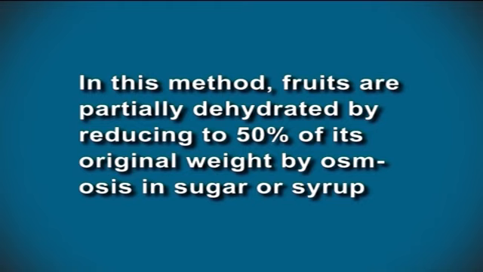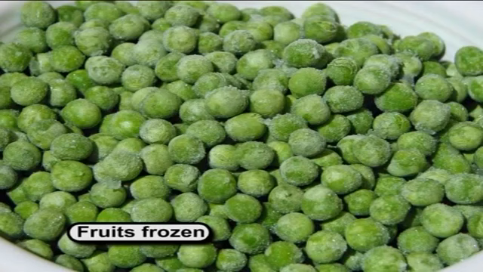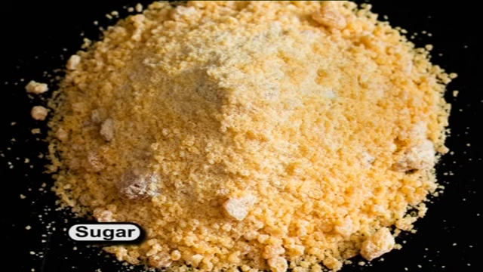Addition of sugar. In this method, fruits are partially dehydrated by reducing them to 50% of their original weight by osmosis in sugar or syrup. After draining, the fruits are either frozen or dried further in an air or vacuum dryer. Sugar inhibits enzymatic browning through complete dehydration. In addition, it adds to the flavor.